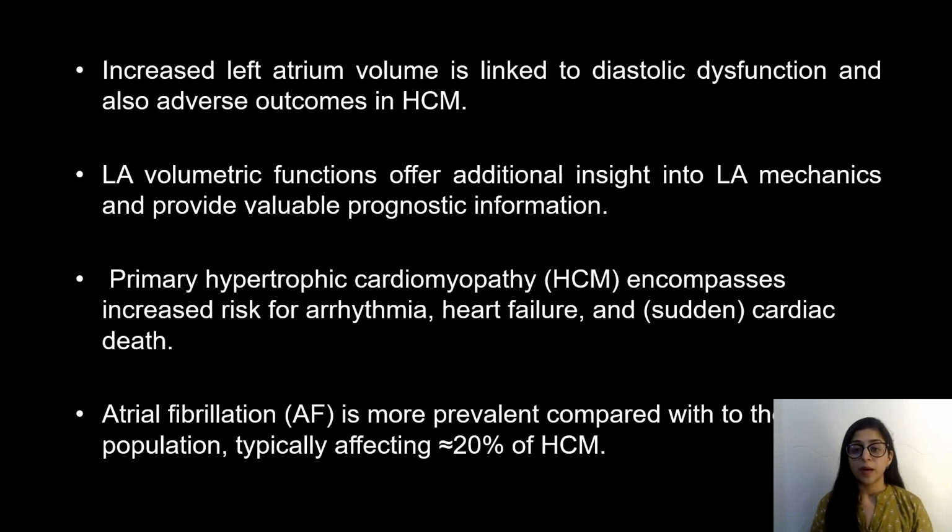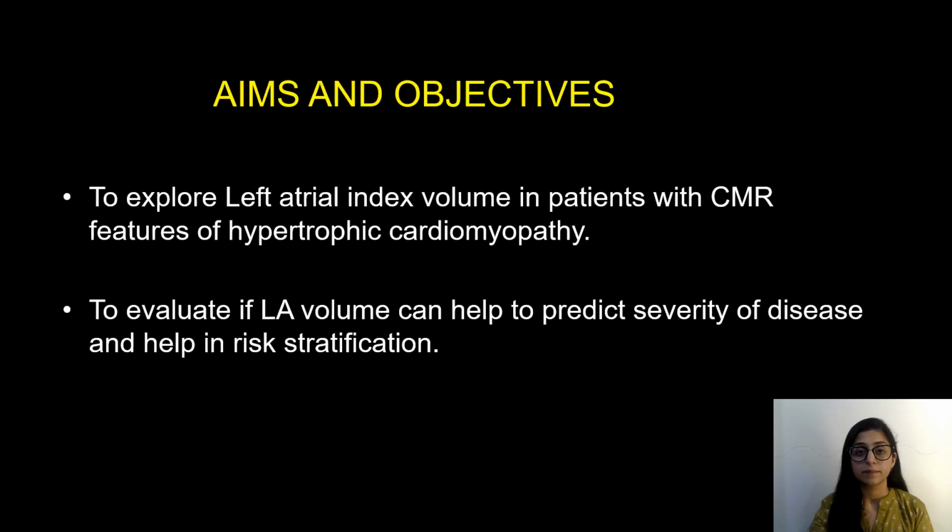Primary hypertrophic cardiomyopathy encompasses increased risk for arrhythmia, heart failure, and sudden cardiac death. Atrial fibrillation is more prevalent compared with the general population, typically affecting approximately 20% of patients with HCM.